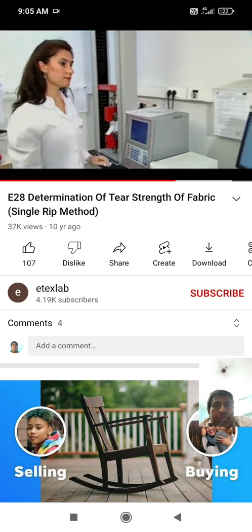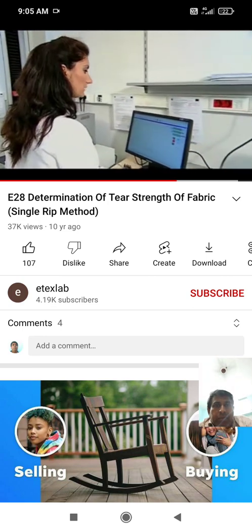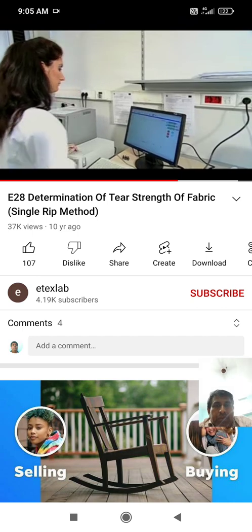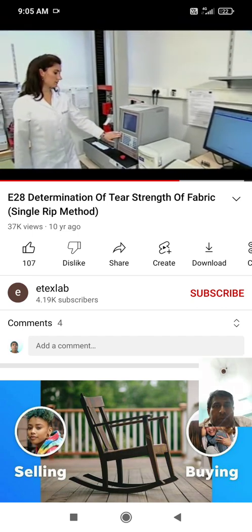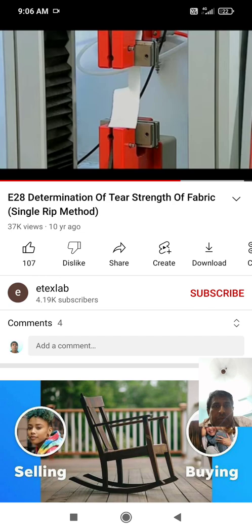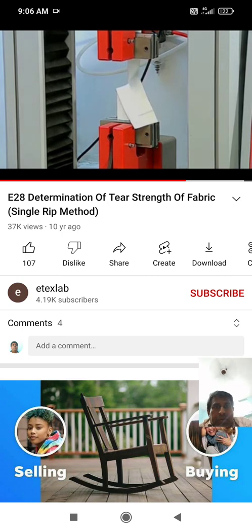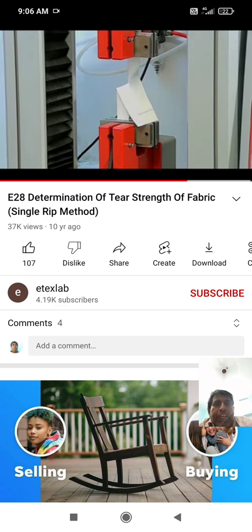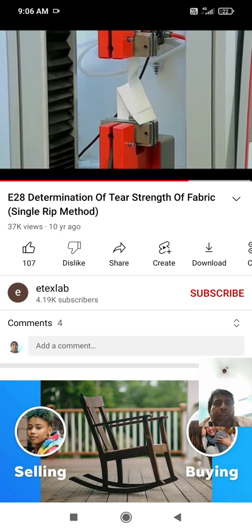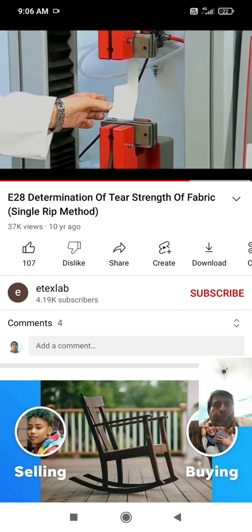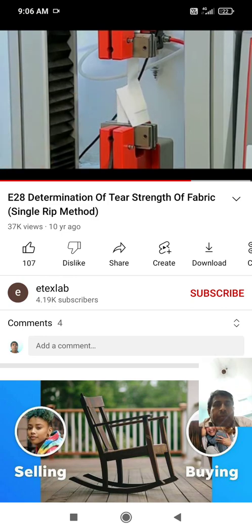Then, the force and elongation values of the computer are reset, and the test is started by pressing the OK key on top. The movable jaw begins to move, and peaks start to form. In the single rip method of testing, the tearing process starts from the marked 25 millimeters and continues till the marked section.